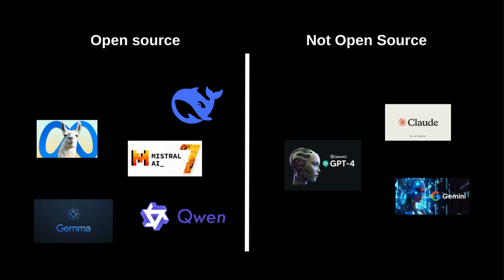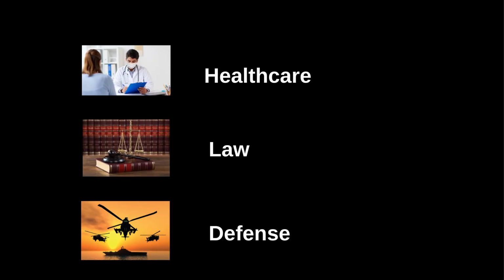On the other hand, some models are open source, which is the case for the Llama family. You can download these models and run them on your own infrastructure. This gives you control over your data, a crucial factor in fields where data sensitivity and regulatory compliance are essential, such as healthcare, law, or defense.